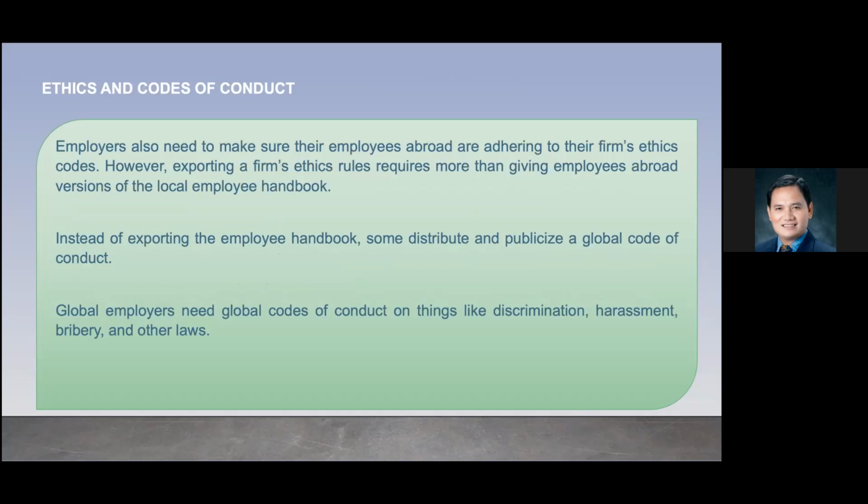Let us go to the ethics and codes of conduct. Employers also need to make sure their employees abroad are adhering to their firm's ethics codes. However, exporting a firm's ethics rules requires more than giving employees abroad versions of the local employee handbook. So instead of exporting the employee handbook, some companies distribute and publicize a global code of conduct. Global employers need global codes of conduct on things like discrimination, harassment, bribery, and other laws.